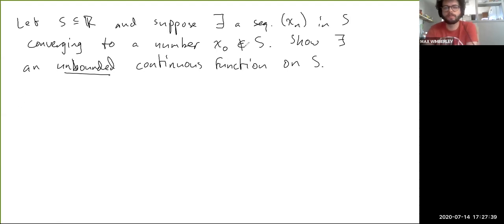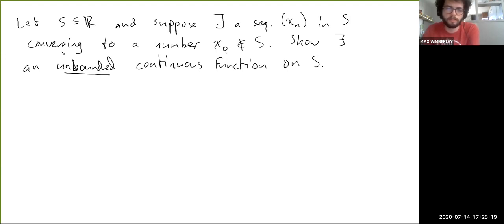I think one of the pitfalls with this problem is that you might get trapped into thinking about how to build a continuous function that hits a higher and higher value at each xn. The idea is that the fact that xn converges to a number outside of S means that you can make the values of your function get bigger and bigger for each xn, and it won't cause a problem because you don't have to define the value of f at x naught specifically, right?